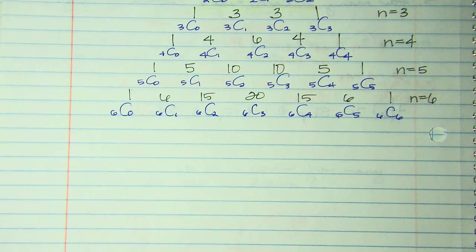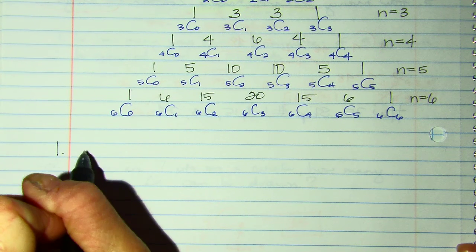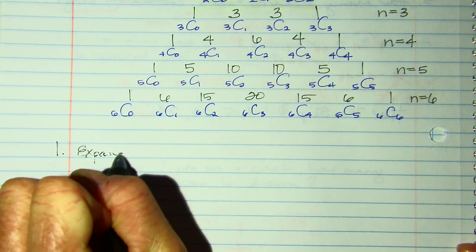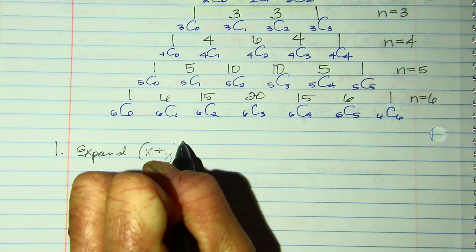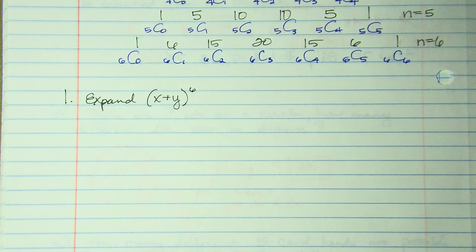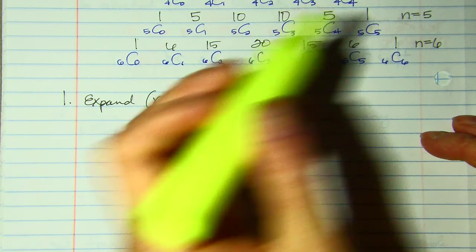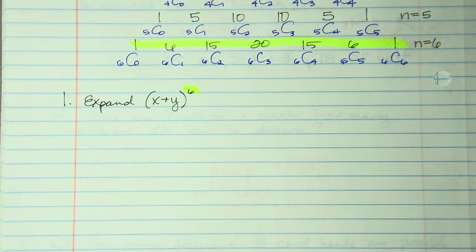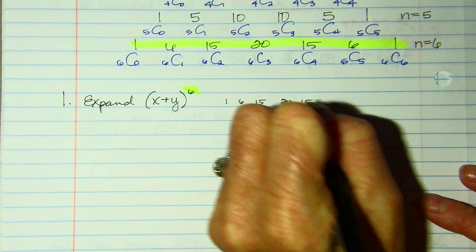So example using Pascal's triangle. So number 1, expand x plus y to the 6th. So I'm going to move this up a little bit. Now, I prefer Pascal's triangle when I'm expanding because I don't have to use my calculator. And so because n is 6, I'm going to use the numbers from that row. Okay, so I'm going to use 1, 6, 15, 20, 15, 6, and 1.